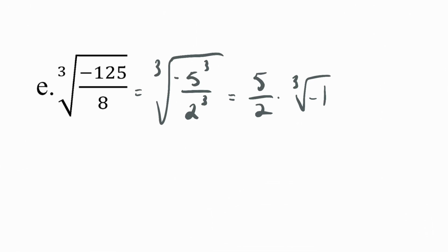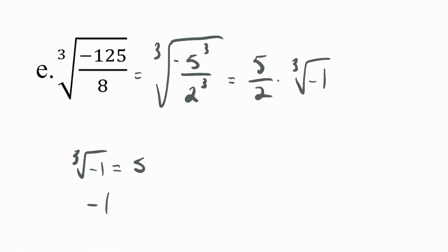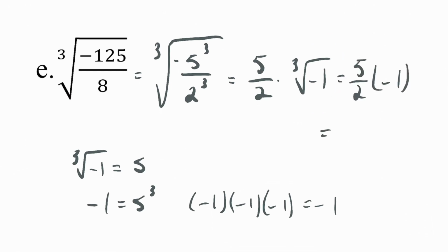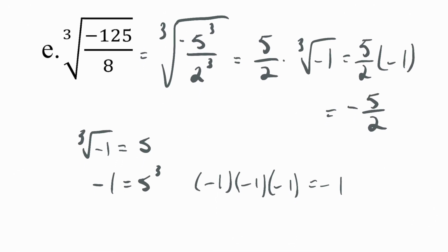The cube root of -1 is, well, -1. If you say the cube root of -1 equals, I'd say s for something, that means that -1 equals that something cubed. So what do you cube? What do you multiply with itself 3 times to get -1? Well, -1 times -1 times -1, that is -1. So I'll have 5/2 times -1. This equals -5/2. I believe that's the last one.